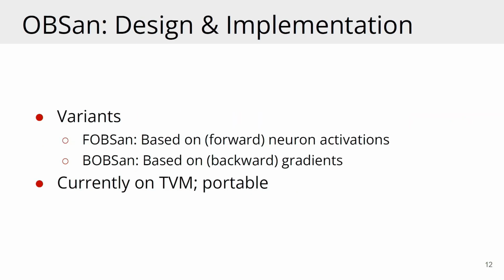So back to OBSan here. Based on the two bounds we introduced before, we designed two variants of OBSan. We have FOBSan, based on the forward neuron activations, and then we have BOBSan, based on the backward gradients. Currently, we implement OBSan on TVM, but it's extensible and can be ported to other DL compilers as needed.